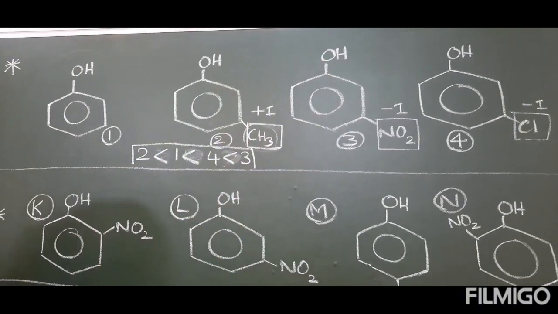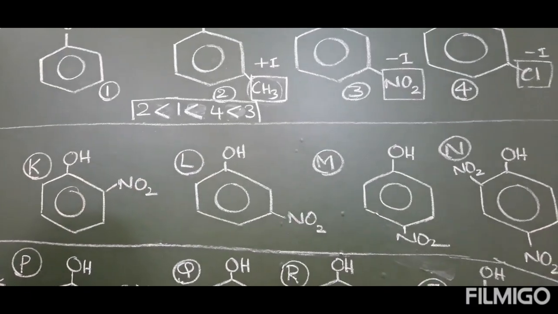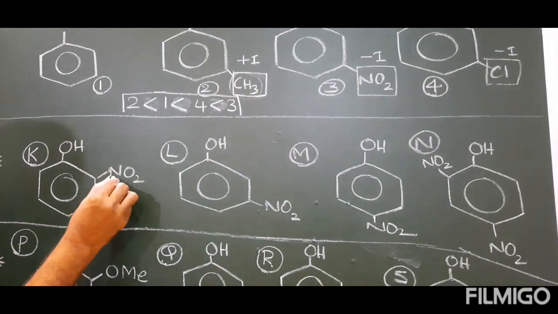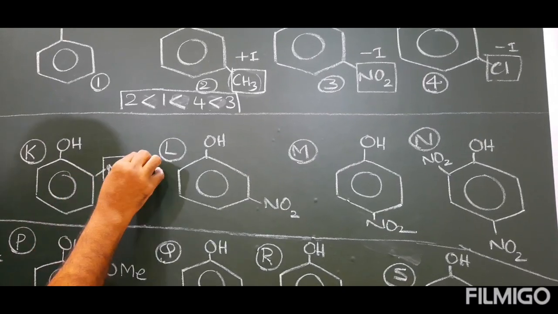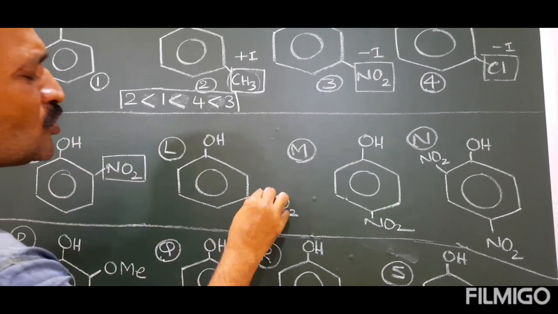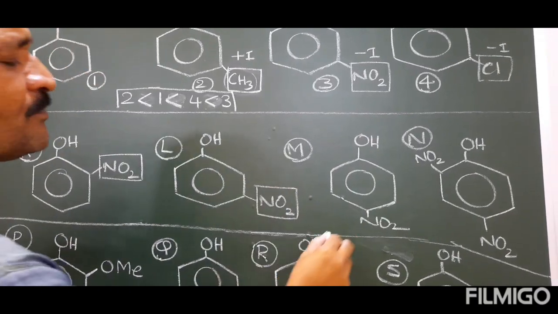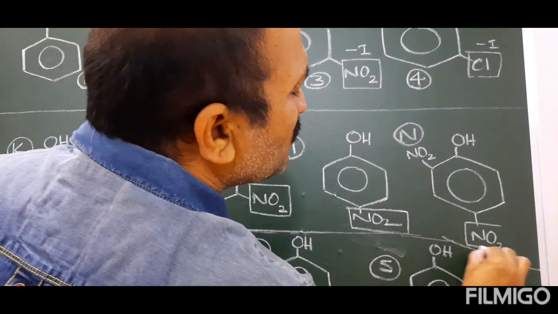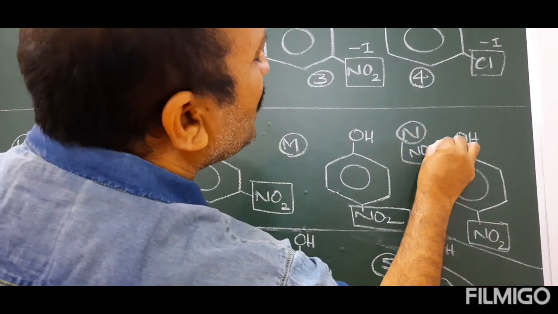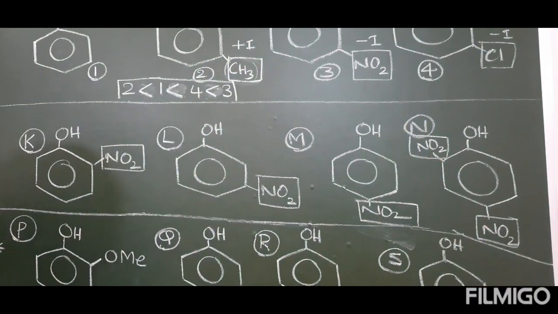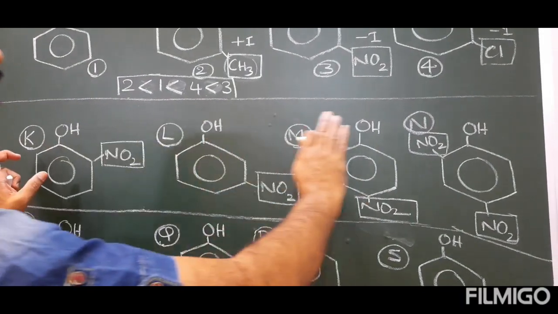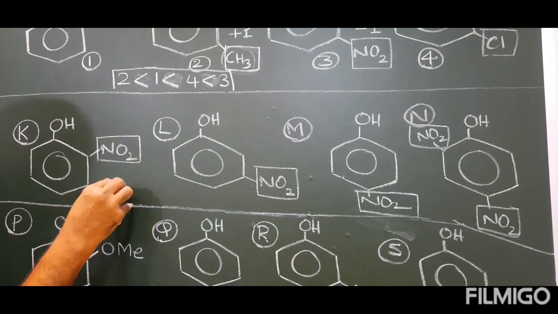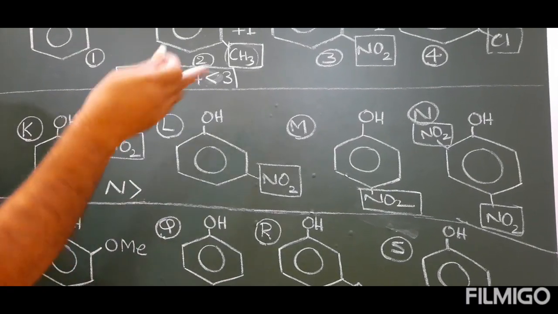This is the explanation. Come to here. I am taking all the nitro compounds. Here NO2 group is there at ortho position. Here NO2 group is there at meta position. Here NO2 group is there at para position. Here two NO2 groups are there at ortho and para. When compared with the 4 compounds, undoubtedly N is the stronger acid because 2 withdrawing groups are there, no issue at all.